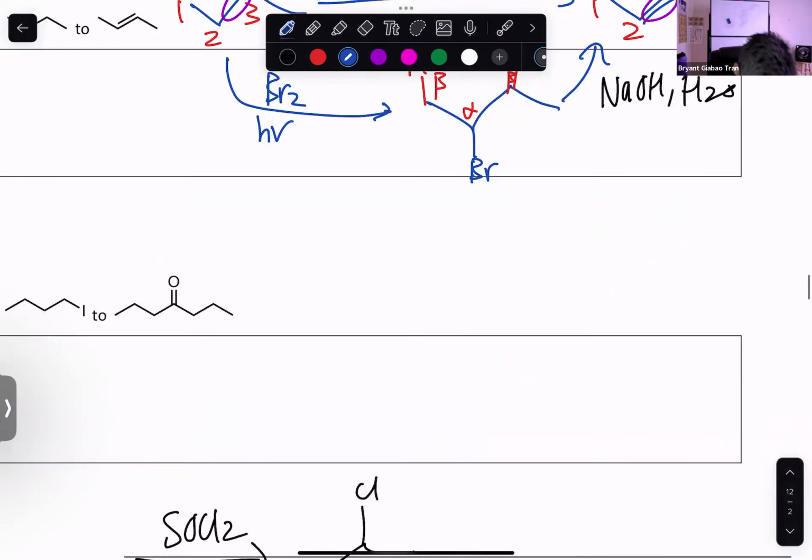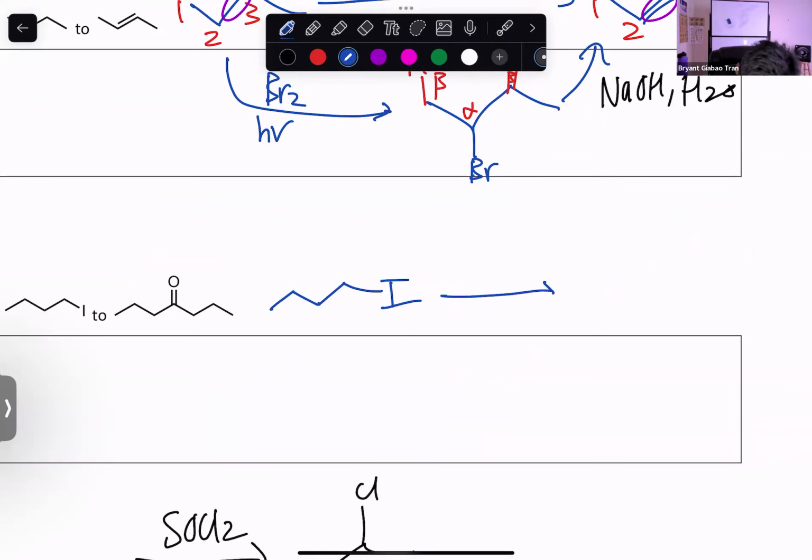Let's do this one. Oh, Grignard reagents. That's a very big important reaction for 118A. Okay, so first, let's figure out the similarities between these. 1, 2, 3, 4. 1, 2, 3, 4, 5, 6, 7.